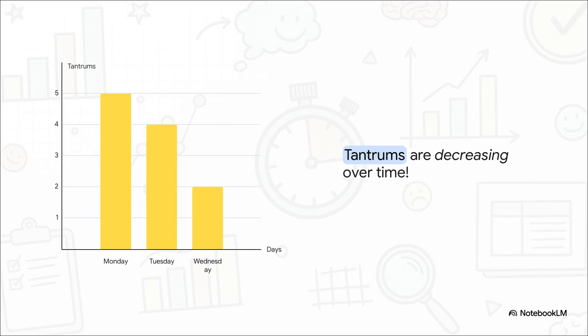Every number we collect becomes a data point. If we measured 5 tantrums on Monday, 4 on Tuesday, and 2 on Wednesday, we plot those points. And suddenly, we don't just have a boring list of numbers. We can clearly see a decreasing trend. The intervention is working, and the graph proves it instantly. It's like a visual mic drop.